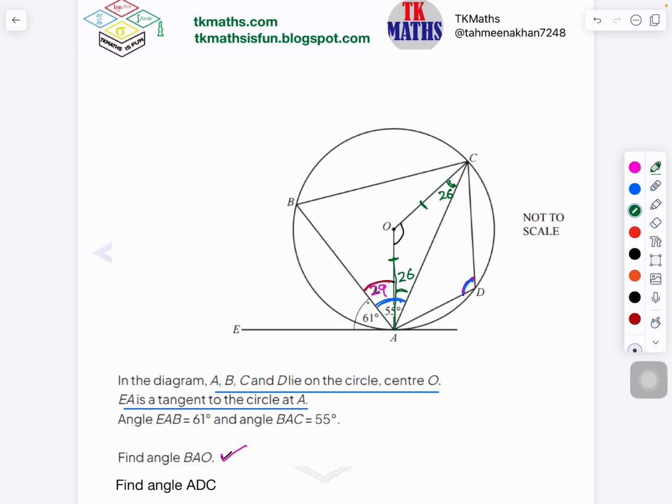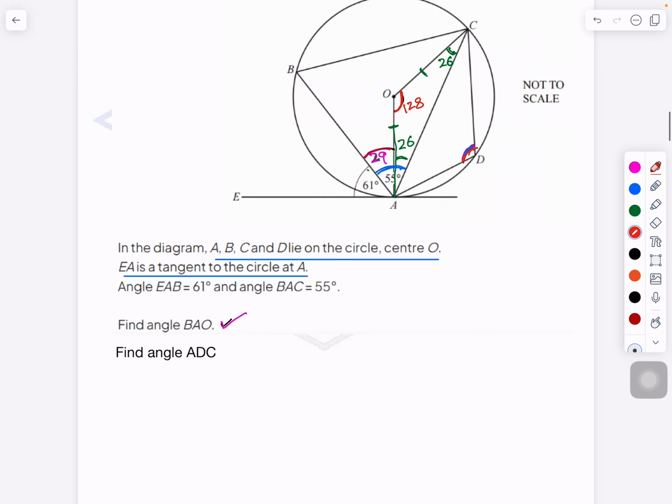If these two are 26, I can easily find out this angle. 180 minus 26 minus 26. Agreed? So this is 128. Now how can this angle help me to find out ADC? Now here I want you to recall one thing. And what is that? See here.